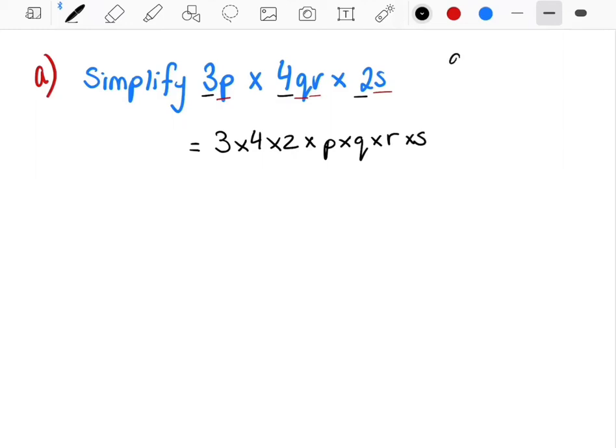Now this QR, remember that it just means Q times R. And when I write this out, it's easier to write it in expanded form, and the reason why will really show clearly later. So for now, if I quickly do this 3 times 4 times 2 for a start. Okay, 3 times 4 will give me 12, and then 12 times 2 is 24. So now we've ticked off that little guy there, he's done. What we've got left is our P times Q times R times S.